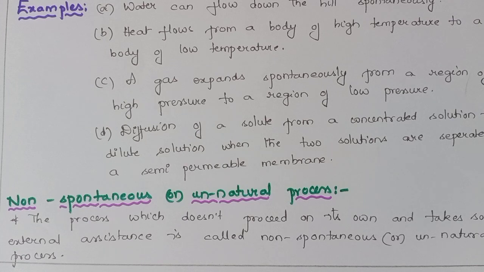Okay students, you got the difference between spontaneous and non-spontaneous, right? Spontaneous means which can occur on its own. Non-spontaneous means which cannot take place on its own. So you can write the example for a non-spontaneous process: water flowing from the lower part of the hill to the upper part of the hill. Have you written, students? Yes, or else you can take a screenshot of the video.